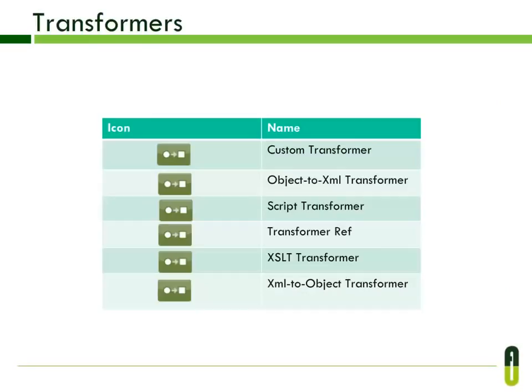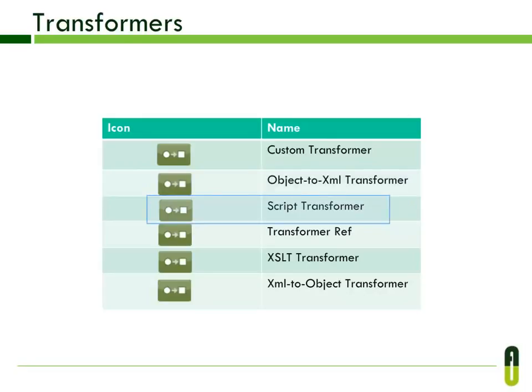Here you can see the different types of transformers. Custom transformer. This transformer delegates to a Java class. Object to XML transformer. This transformer is used to convert a Java object to an XML representation using stream.